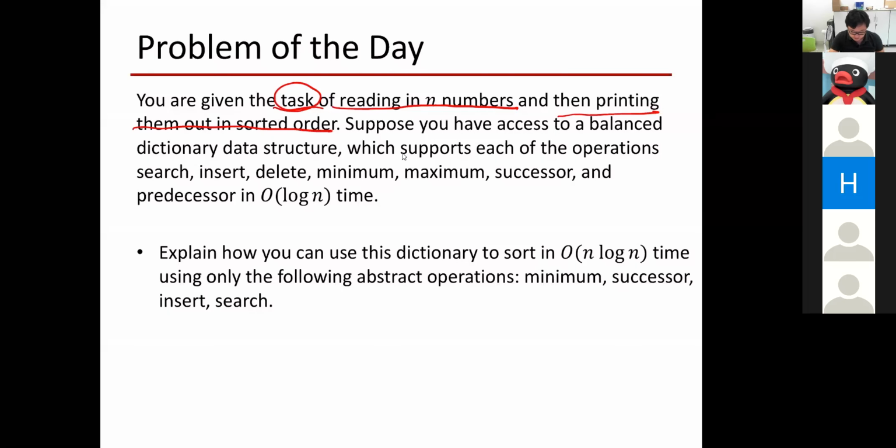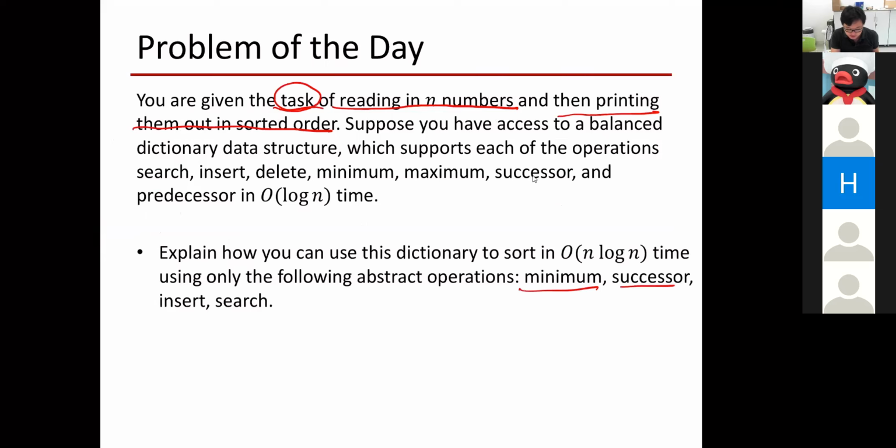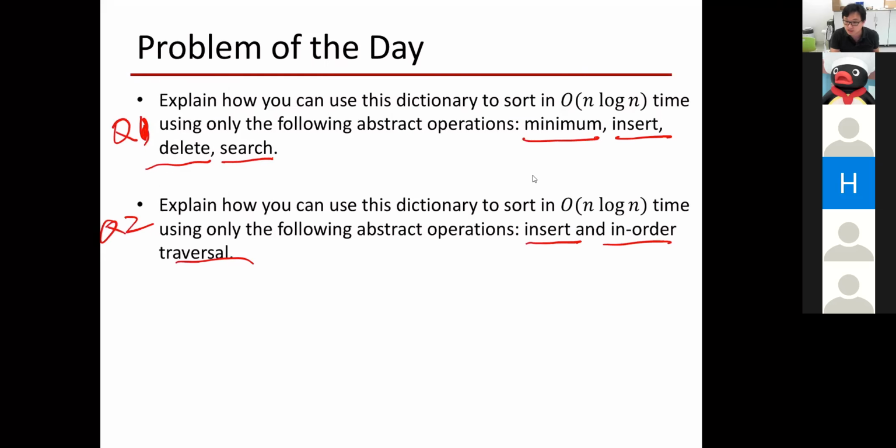Okay, so now you understand how I solved it, right? Let's practice. Your job is to explain how you use a dictionary to sort in n log n, the exact same problem, but this time you are only using minimum, insert, delete, and search, and in-order traverse. Previously, I was only able to use minimum, successor, insert, search. Now, I want you to do the same thing with minimum, insert, delete, search, and in-order traverse. Everybody understand the problem?